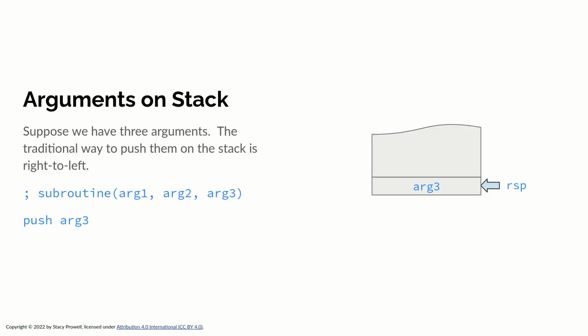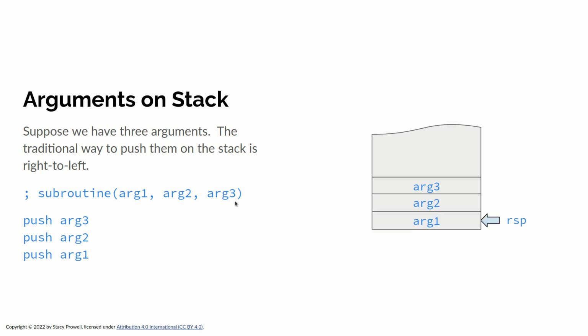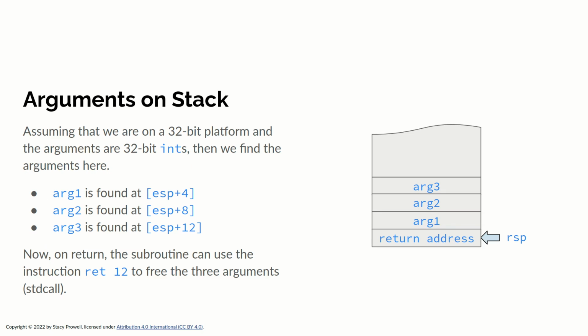Great. Arguments on the stack are a time-honored way of doing it. Suppose you have 3 arguments. The traditional way to push them on the stack is right to left. So we push arg3 first, then we push arg2, and then we push arg1. There we go. And then we do a call, and the return address sits right there. Now, where are these things? Well, we can reference them with respect to the stack pointer, right?